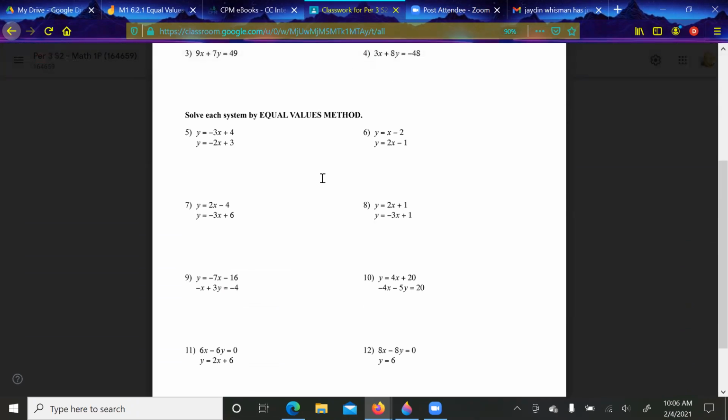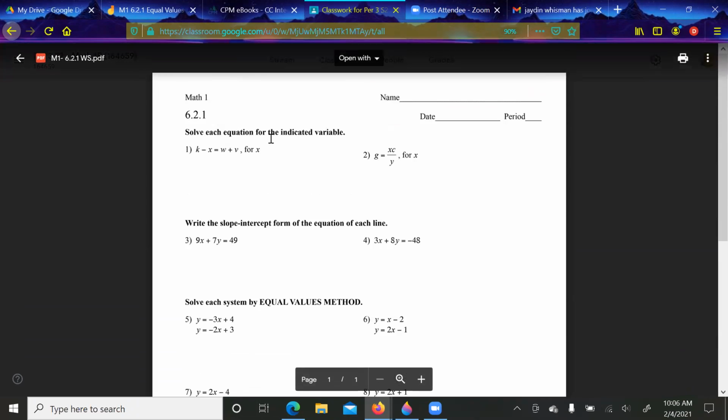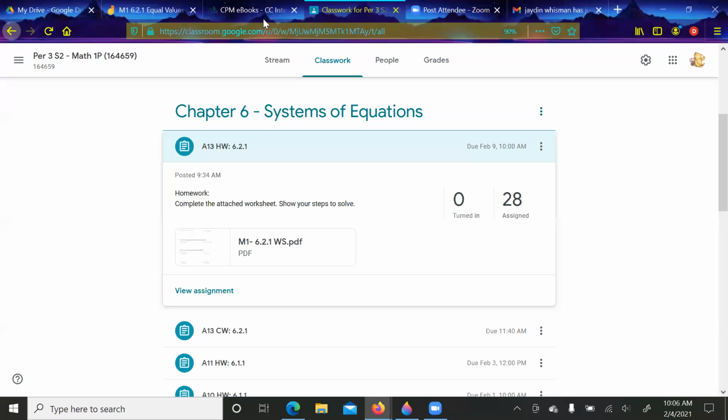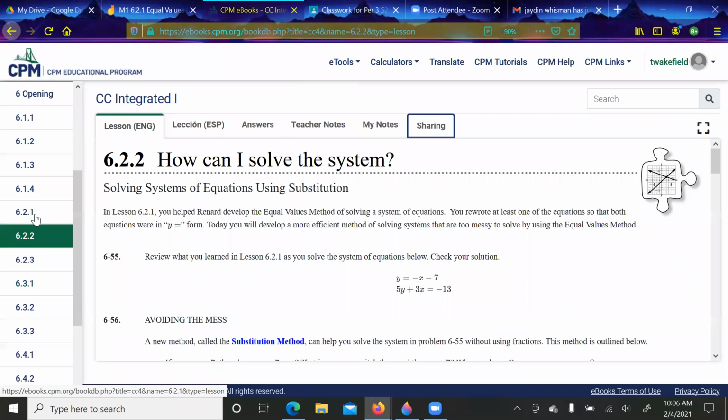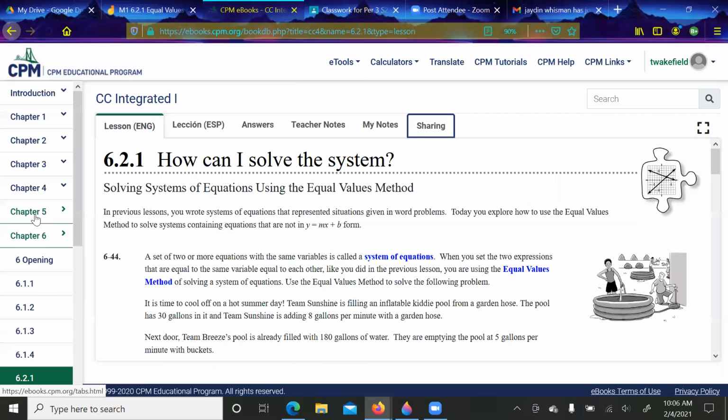Okay, so that's your homework. That is due Tuesday, since we'll meet again on Tuesday. We won't meet on Monday for the holiday. So let's go over to, if you have your CPM books open, to 621 here. We are looking at starting with number 44.